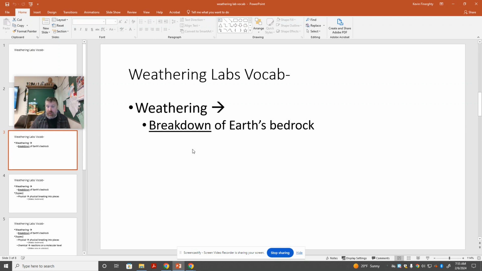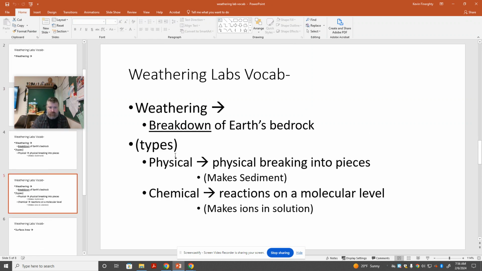Weathering is the breakdown of Earth's bedrock, and that's all we're going to try to imitate in this lab. Only we've got to come up with ways to do it on a time scale that works, because we can't watch this over thousands of years. We got to do this in the lab period in high school, right? So keep that in mind as we do it.